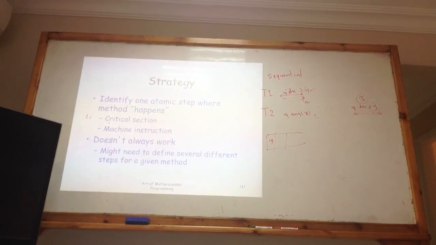Basically what you want to do is identify one atomic step inside every function, or maybe it's a critical section, maybe it's a machine instruction, that no matter what happens in your execution order, it will always be linear. But not necessarily one point. Generally speaking, you should define what the points would be depending on any execution sequence. But for our example, it was easy because it was just one point.